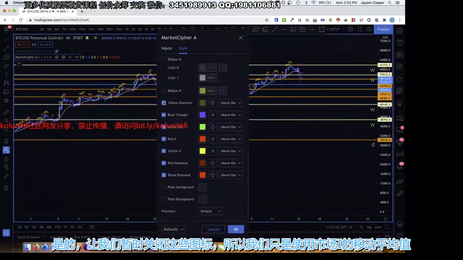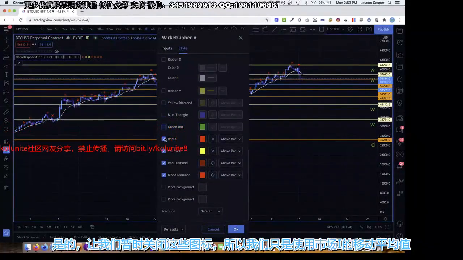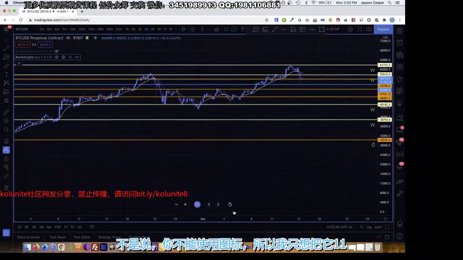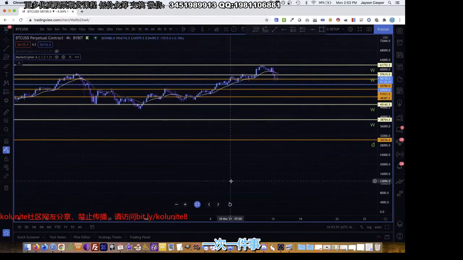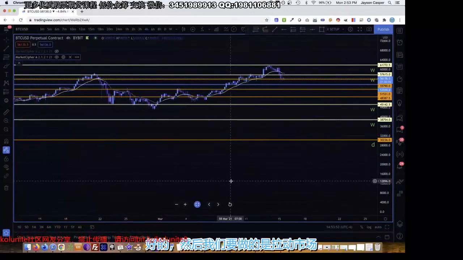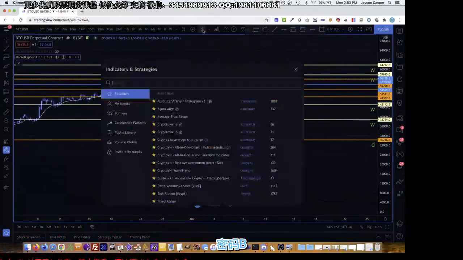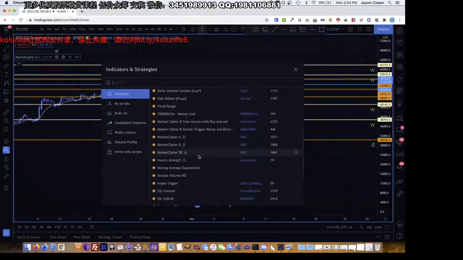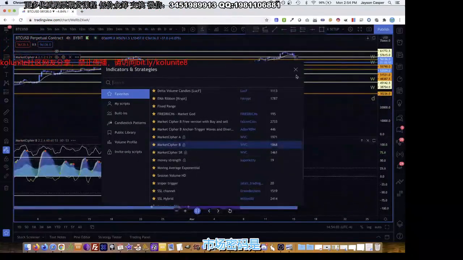Let's turn off these icons just for now, so that we're just using the moving average of market cipher A. I'm not saying you can't use the icons. I just want to take it one thing at a time. Okay, and then what we want to do is pull up market cipher B. Where's market cipher B? Here it is. Market cipher B.